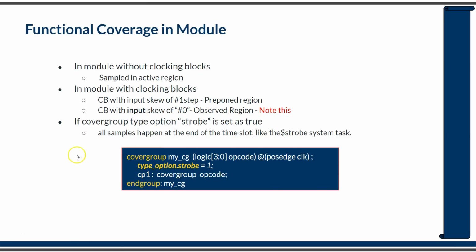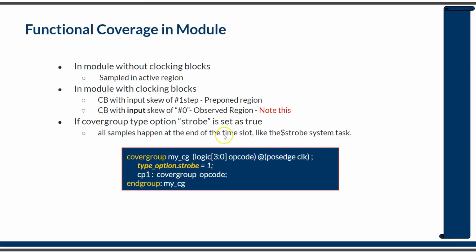And one more notable point about cover points is the strobe function. There is an option in cover group specification where you can specify that it needs to be strobed. That is specified by using type_option.strobe = 1. While writing a cover group, by default this option is 0, but if you're explicitly specifying this option as 1, then all sampling for this cover point will be happening at the end of this time slot, which is in the postponed region.